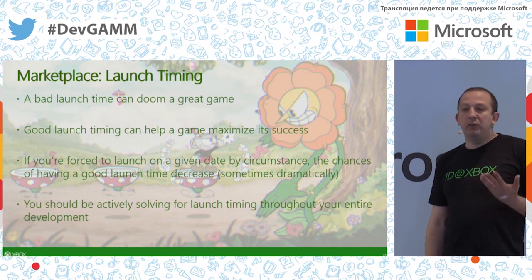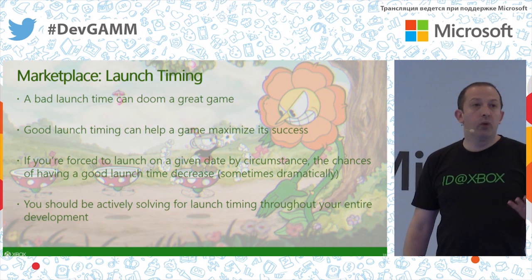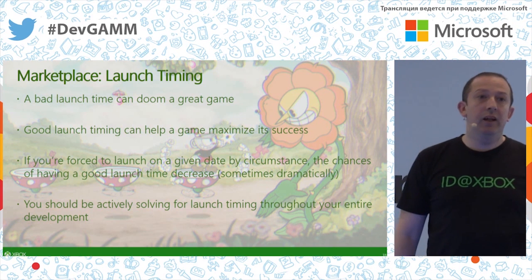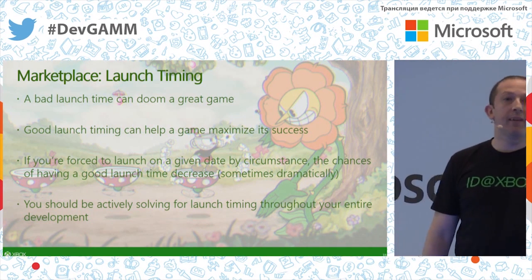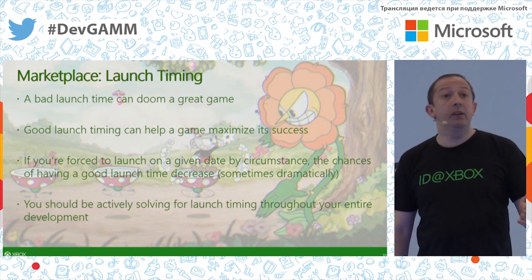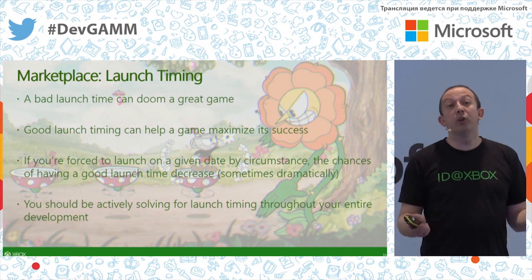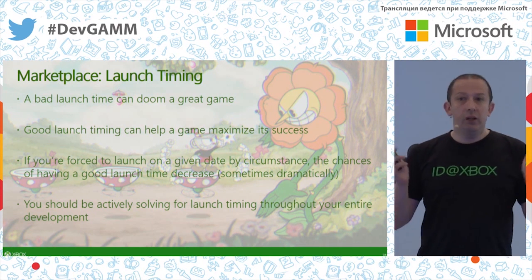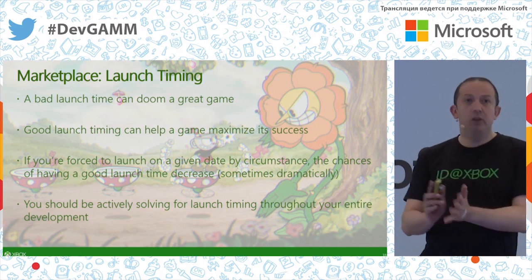So you should be actively solving for launch timing throughout development. What solving means is that you need to plan your launch day in anything you do. From the code you write, the design, the features you put in your game, the gameplay mechanics, everything. If it's a commercial endeavor, for you to make as much money as possible with your product, you need to think about day one. That's the most important thing. You need to find the perfect slot for your product.